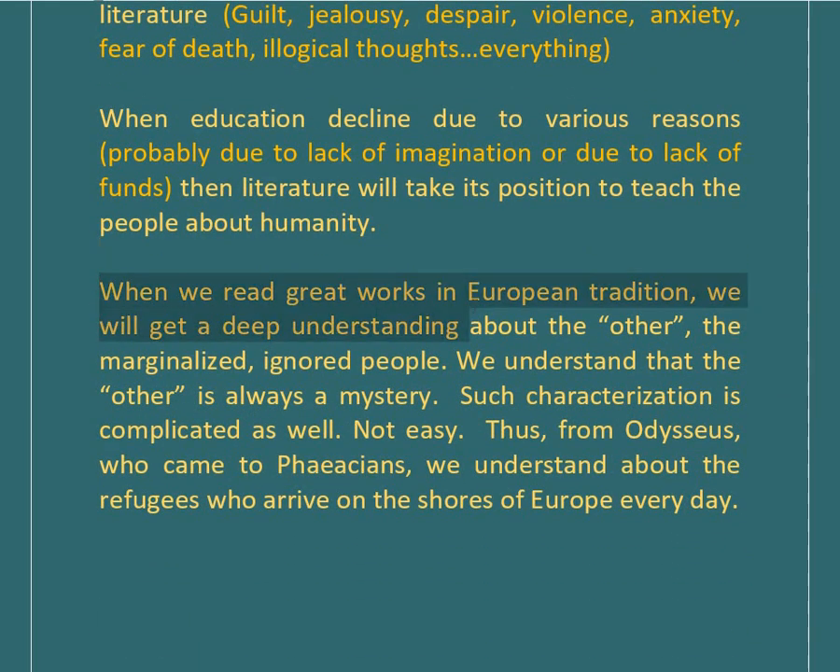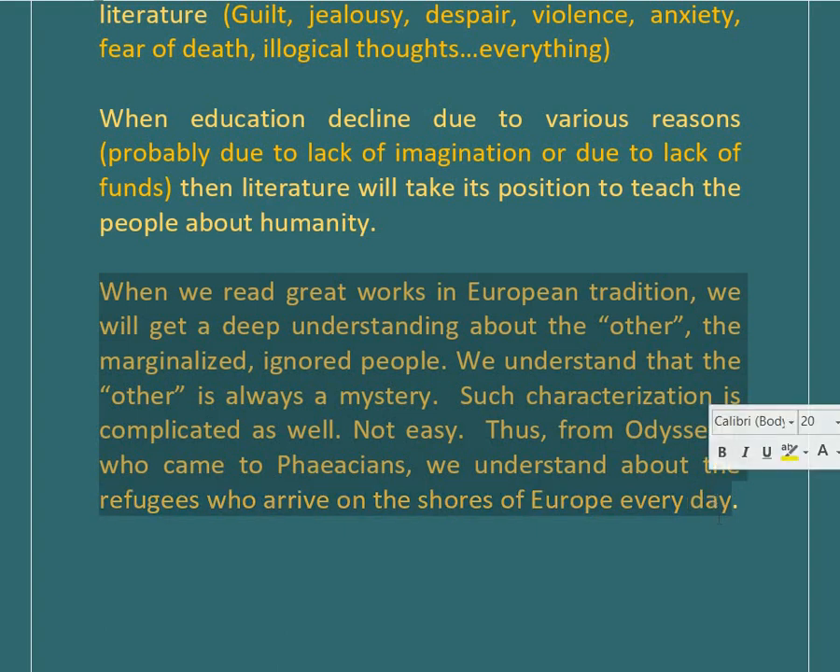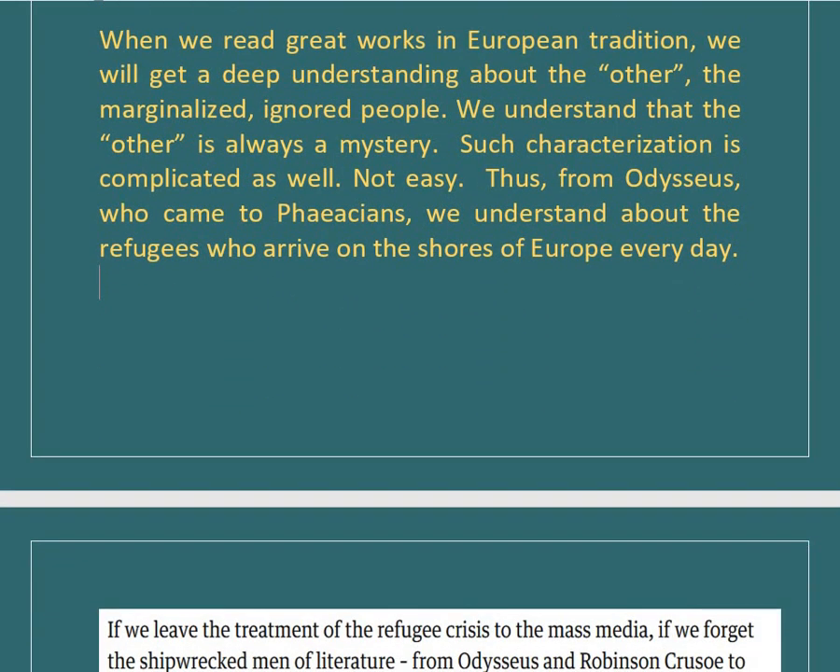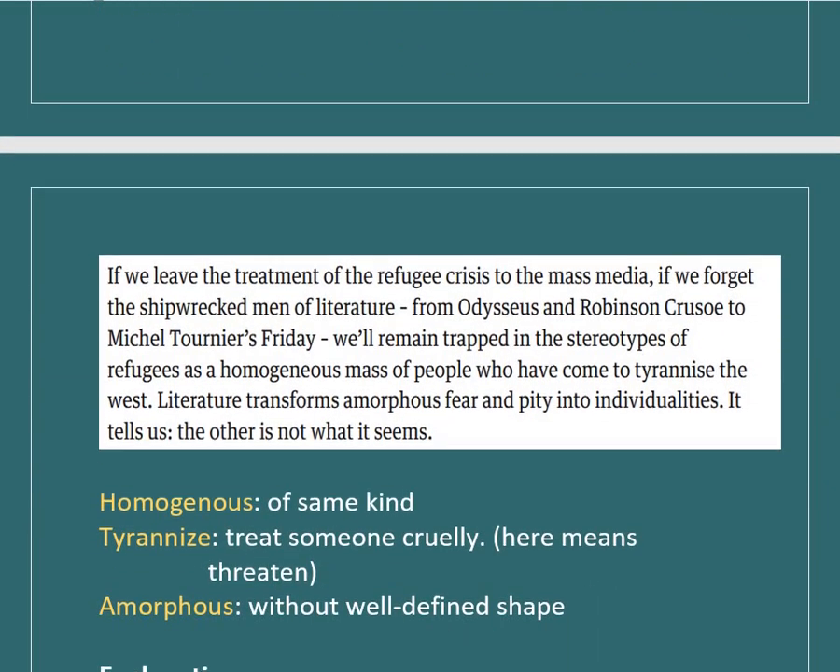When we read great works in the European tradition, we will get a deep understanding about the other, the marginalized, the ignored people. We understand that the other is always a mystery. Such a characterization is complicated as well, not easy. Thus, from Odysseus who came to the Phaeacians, we understand about the refugees who arrive on the shores of Europe every day. So that is how literature helps us to understand the other.